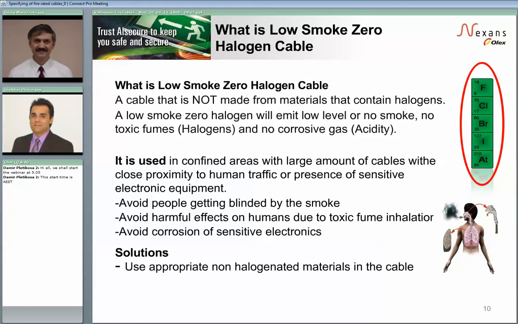The tests and standards are again given, and we list some material and cable types that are low smoke and halogen free. The questions you should be concerned with are in the red box at the bottom of the screen.